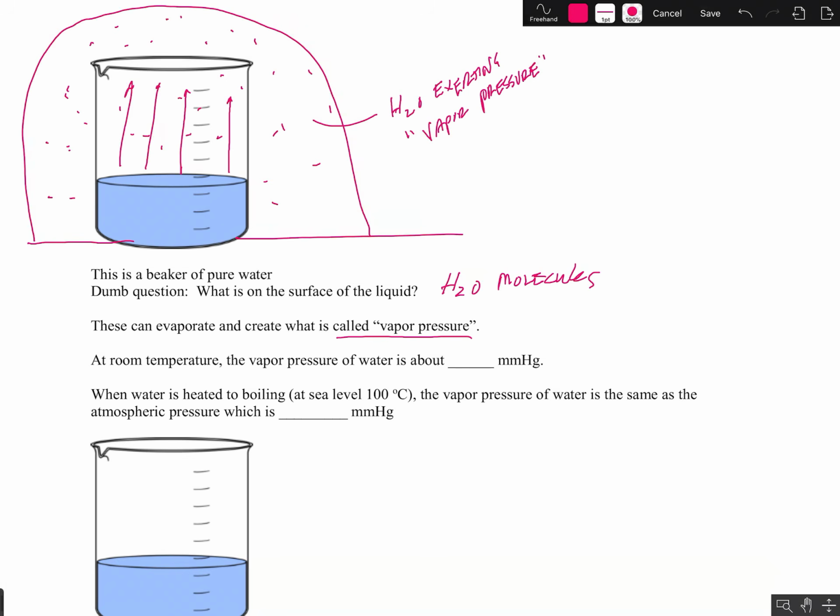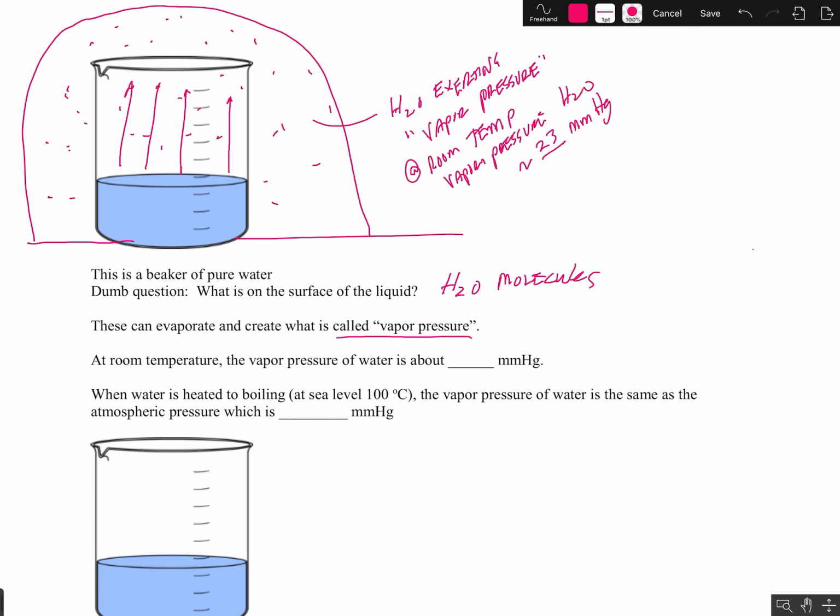And vapor pressure is affected by temperature. As temperature increases, of course, the water molecules are going to be moving faster, and they're going to slam into the walls of that container with more force, so the vapor pressure would increase. Now, at room temperature, the vapor pressure of water is pretty close to what we call 23 millimeters of mercury.